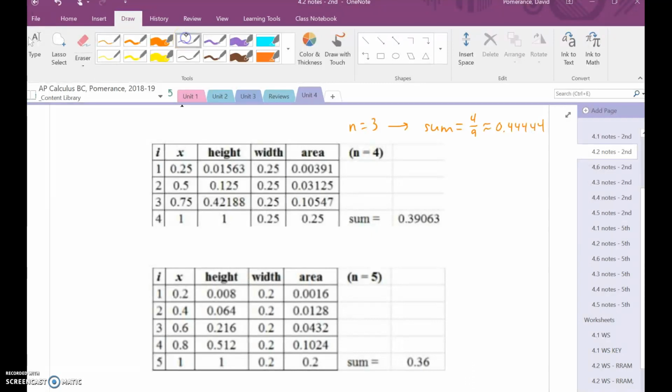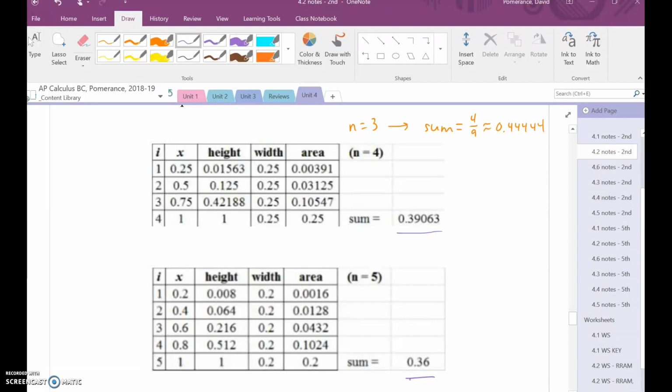And we can see that as we increase that value of n to equal 4 rectangles, then our answer is a little bit less than our previous answer. That's less than 0.4 repeating. And that's because it's a better approximation. It's still an overestimate, but it's a better approximation. And then, in fact, if we go to n equals 5, we go even smaller. 0.36 is an even better approximation.